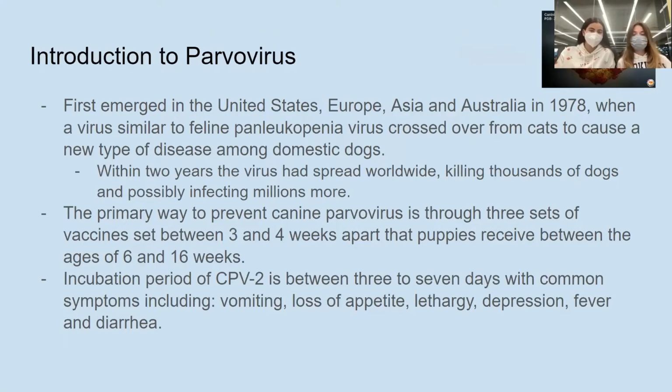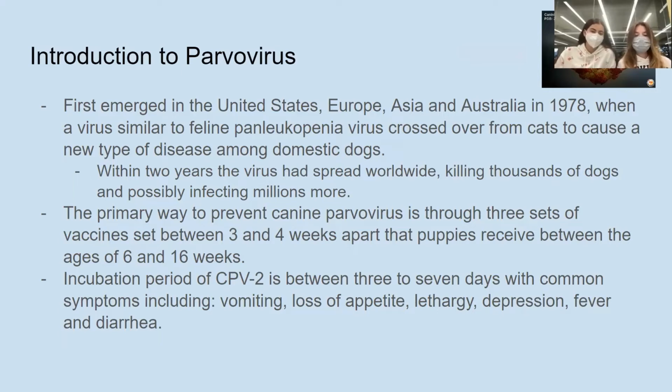So what is parvovirus? A quick introduction is that it first emerged in the United States, Europe, Asia, and Australia in 1978 when a virus similar to feline panleukopenia virus crossed over from cats to cause a new type of disease among domestic dogs. This was most likely spread through the eating of feces by a dog that was produced by a cat. And within 2 years, the virus had spread worldwide, killing thousands of dogs and possibly infecting millions more, which is quite a big problem.